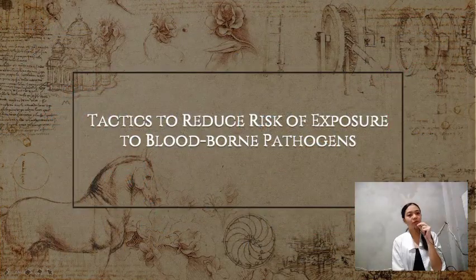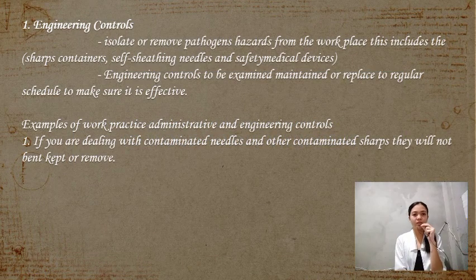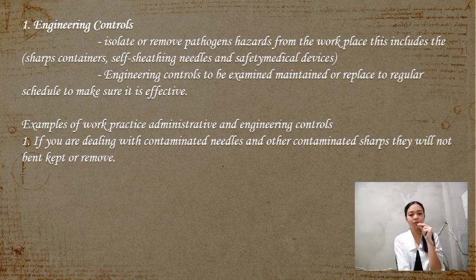Good morning. For this video, I'll be talking about the tactics to reduce the risk of exposure to bloodborne pathogens. The first one is engineering control. Engineering controls are designed to protect the workers from hazards by placing a barrier between the workers and hazards. Engineering controls isolate or remove pathogen hazards from the workplace. This includes sharps containers, self-sheathing needles, and safety medical devices.